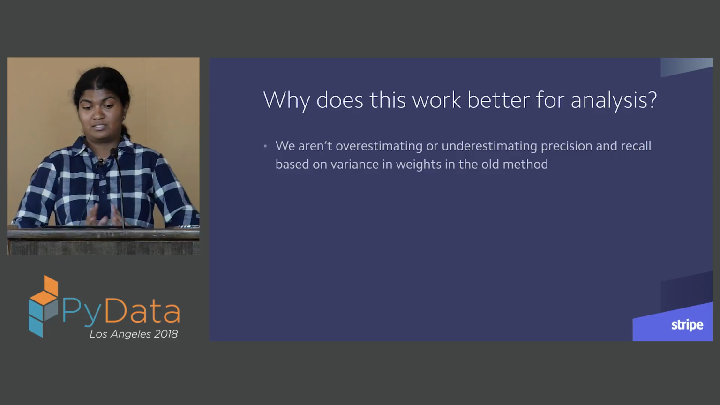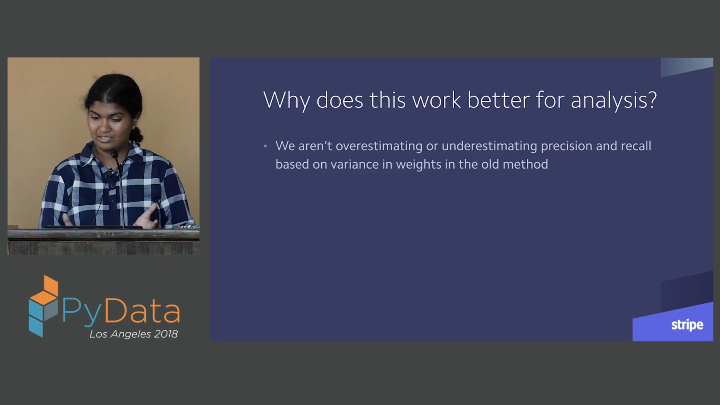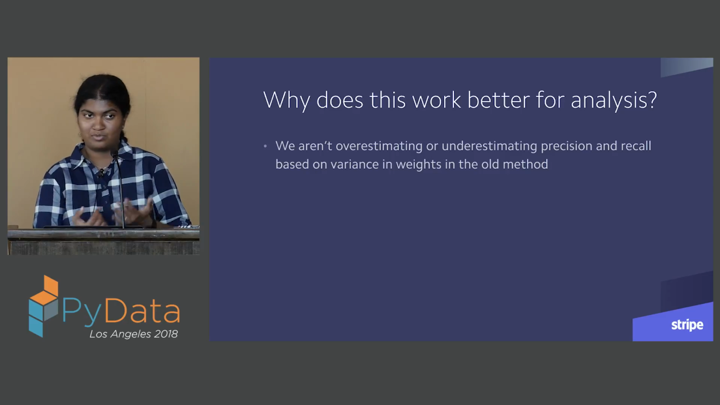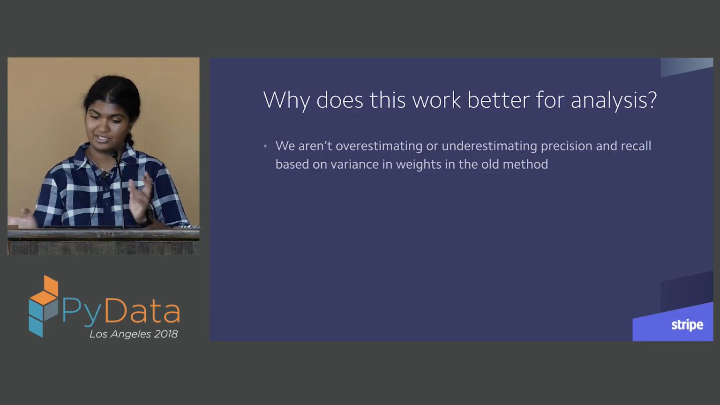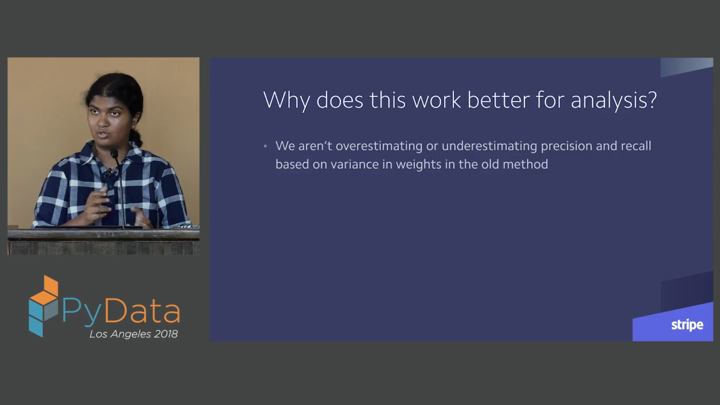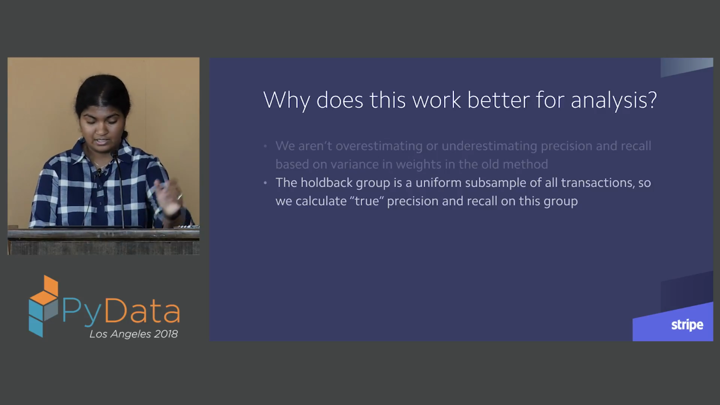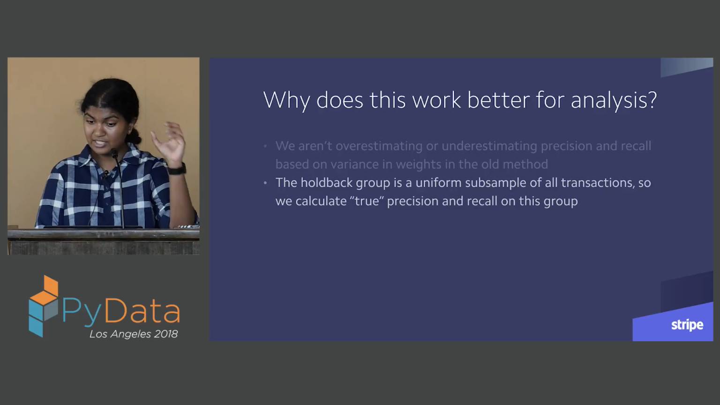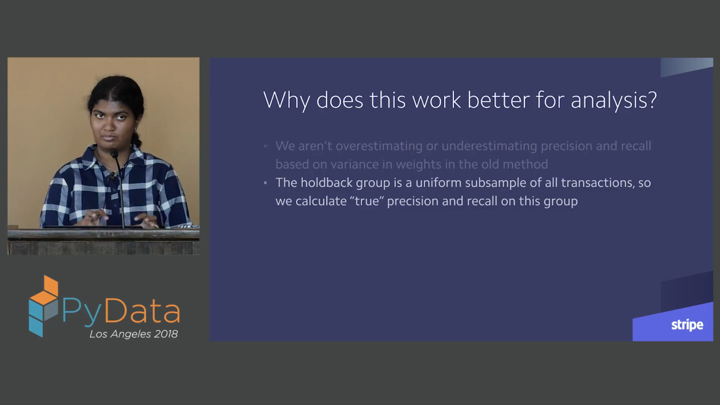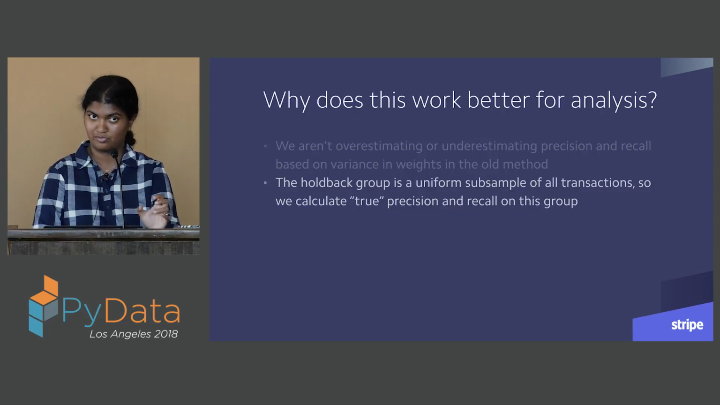Why does this work better for us? We now are not dealing with any sort of variance in our weights. Because we have a uniform p allow, we have uniform weights. And this means that we aren't having a single high weight transaction bias the estimators for our metrics, and we aren't overestimating or underestimating metrics because of the variance. The X%, the holdback group, is a uniform subsample of all transactions. And so we consider this group to uniformly represent our entire world, and we can calculate true precision and recall since it's a uniform subsample.